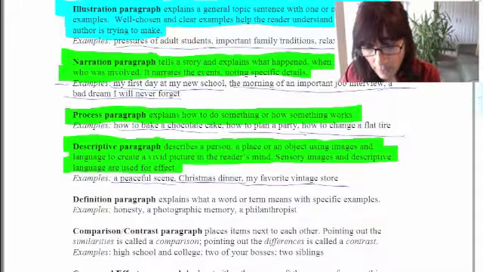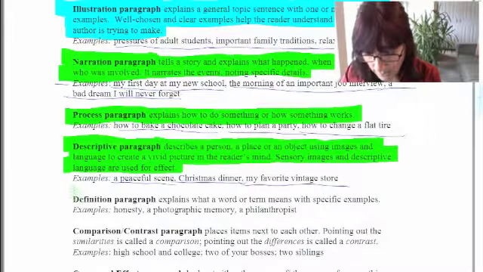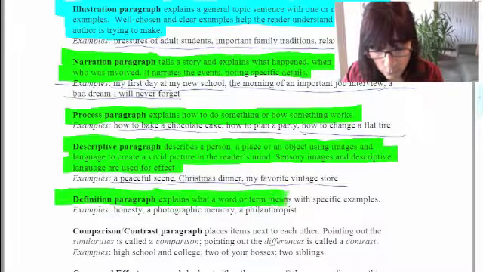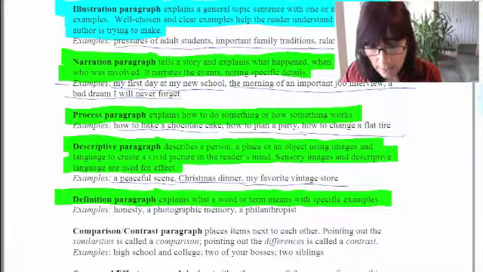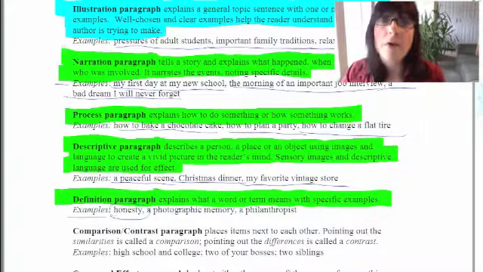Another kind of paragraph is called a definition paragraph. That explains what a word or term means with specific examples. And here are some examples of definition paragraphs. You could write a definition paragraph on honesty.